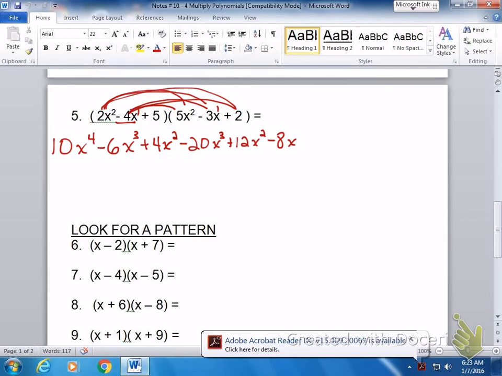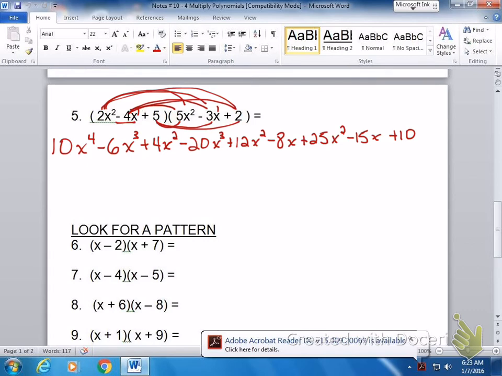Now I can do my last one. I have 5 times 5x squared. 5 times 5 is 25. So I have plus 25x squared. I have 5 times negative 3x. 5 times negative 3 is negative 15 with the x. And my last one is 5 times 2, which gives me plus 10. So yeah, it's kind of a monster when you write it out, but it's just small multiplication problems.